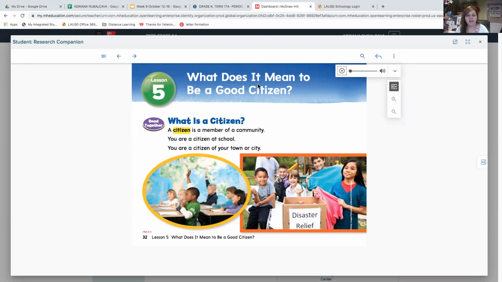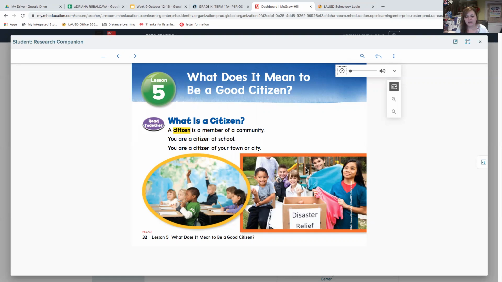We have been talking a lot about being a good citizen. In lesson 1, we talked about how do people cooperate. Lesson 2 was about what are rules. Lesson 3, why do people have laws? Lesson 4, who are our leaders? And lesson 5, what does it mean to be a good citizen? That is our lesson for today.